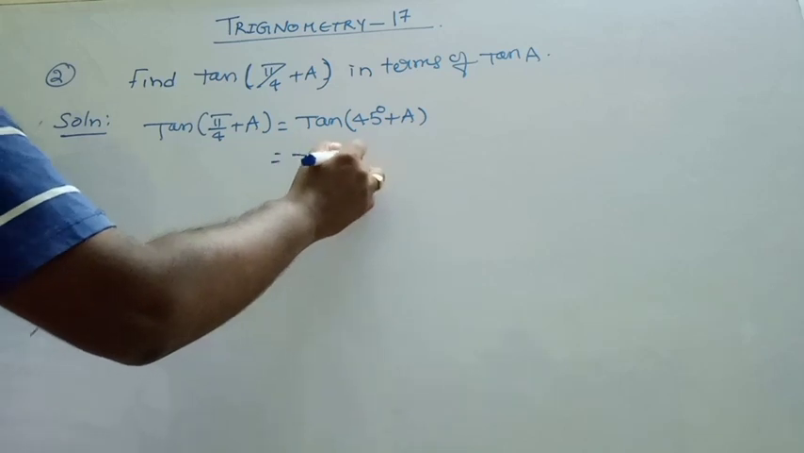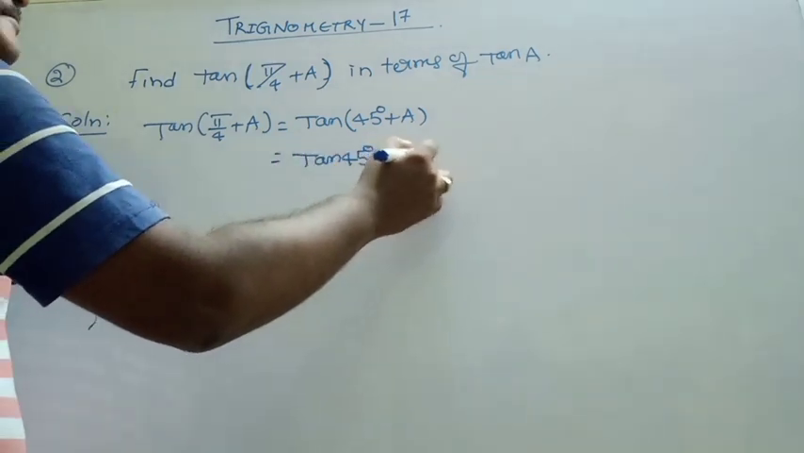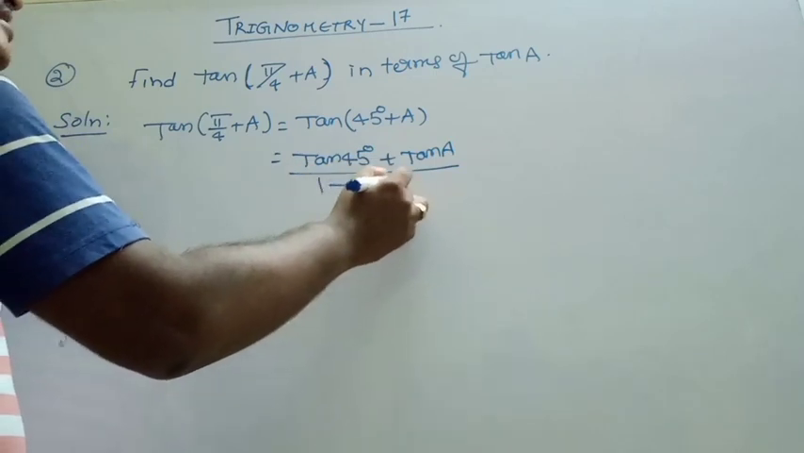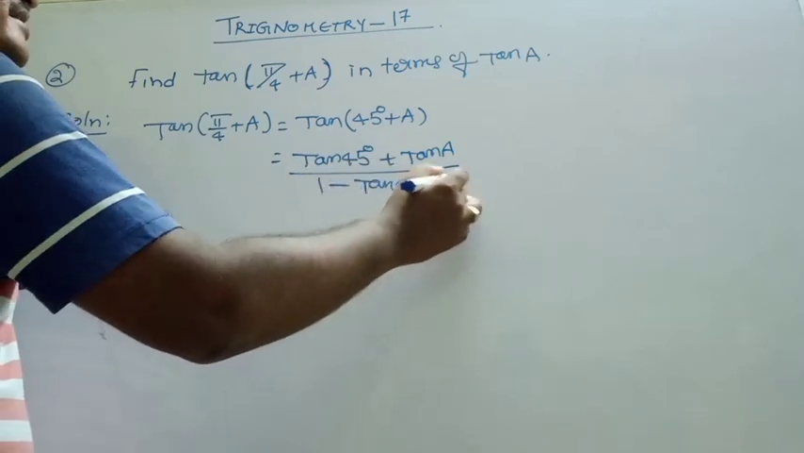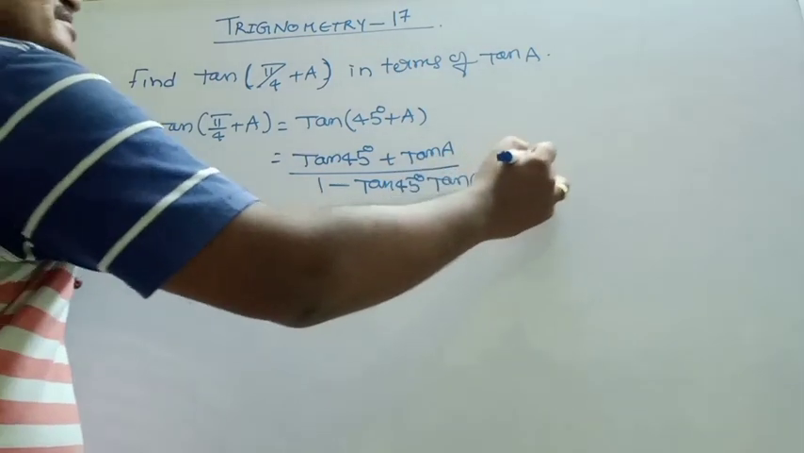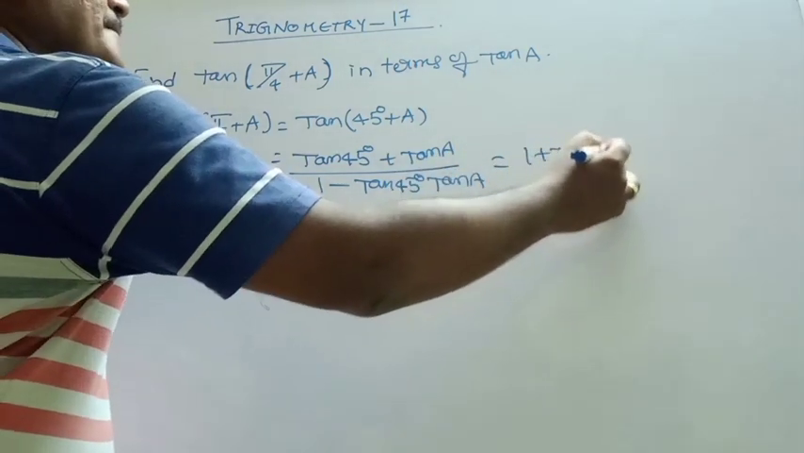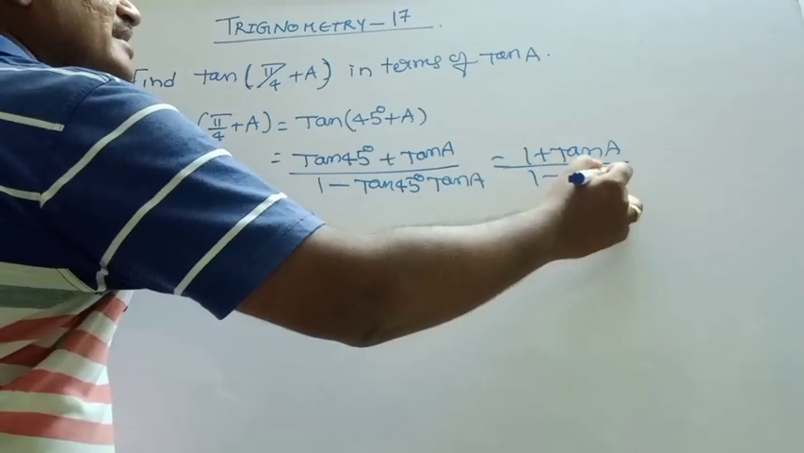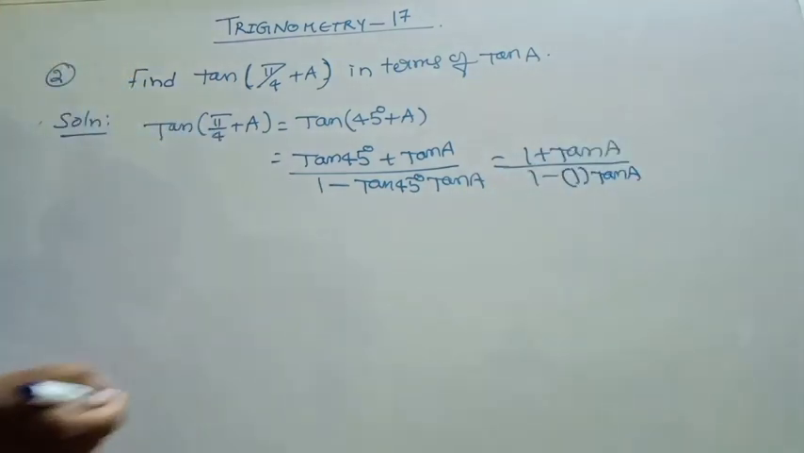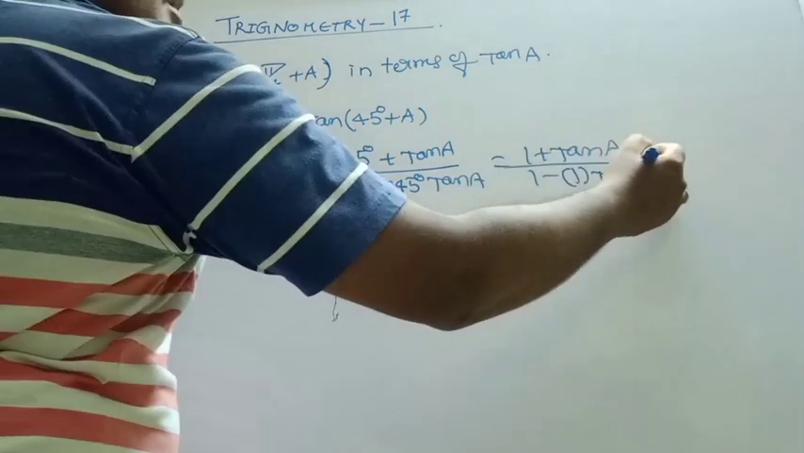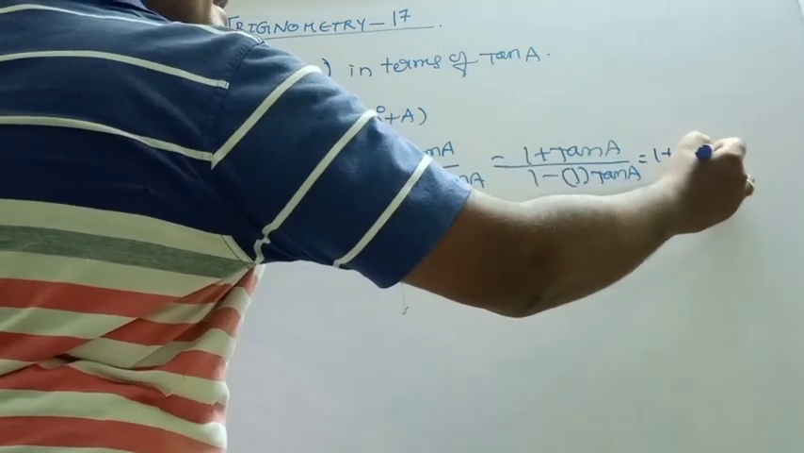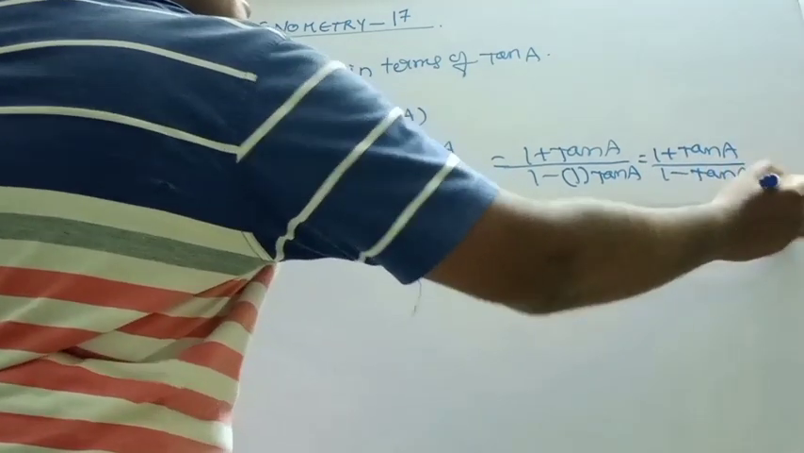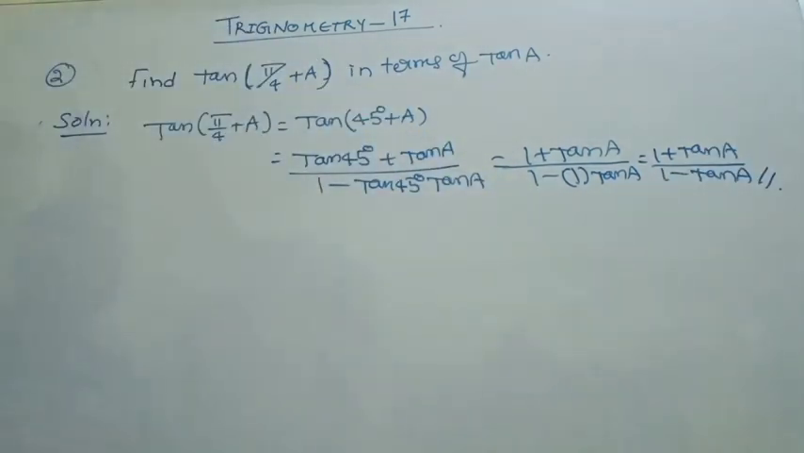Now this is tan 45° plus tan A, divided by 1 minus tan 45° into tan A. Therefore, this is nothing but 1 plus tan A by 1 minus 1 into tan A. And of course, the result you have got is (1 + tan A) by (1 − tan A).